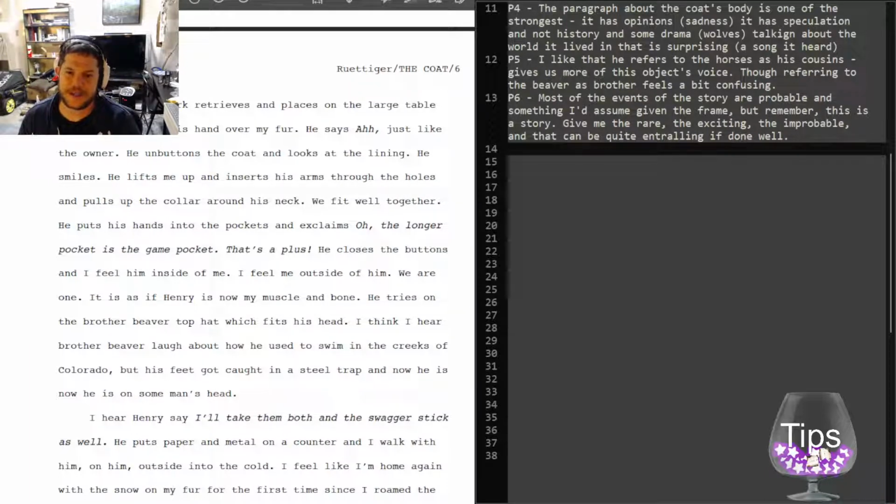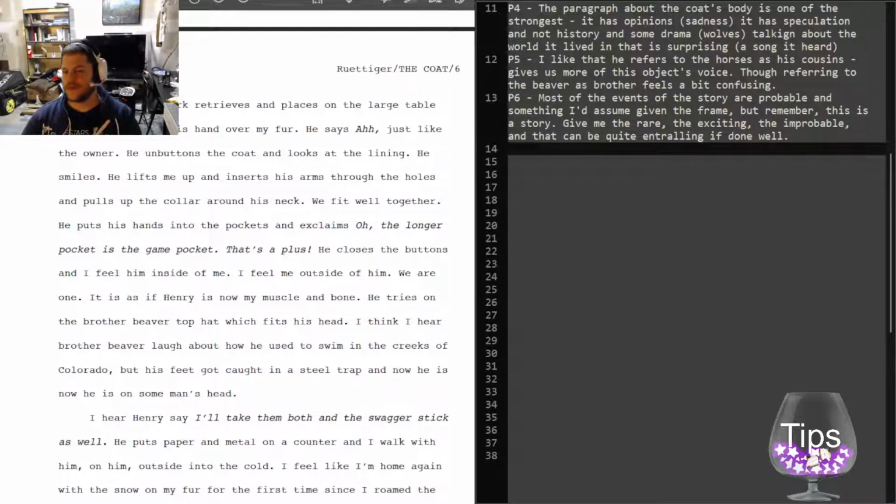Oh, the longer pocket is the game pocket. That's a plus. Close the buttons and I feel him inside. When I feel the outside of him, we are one. It is as if Henry is my muscle and bone. He tries. So, he got his feet caught in a steel trap. Now he's on some man's head.